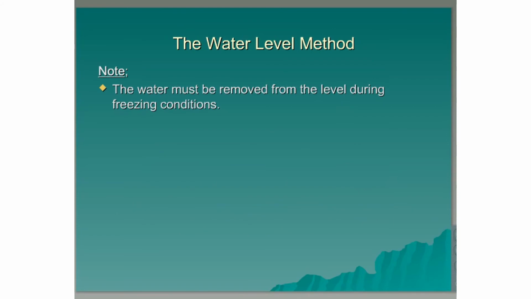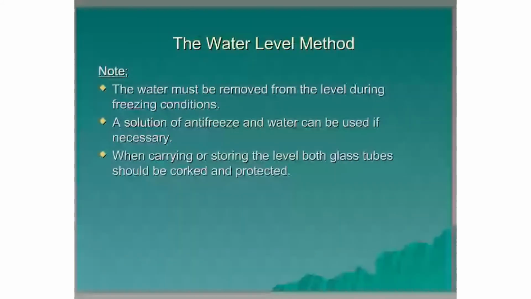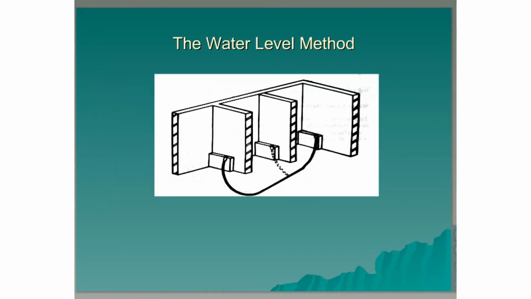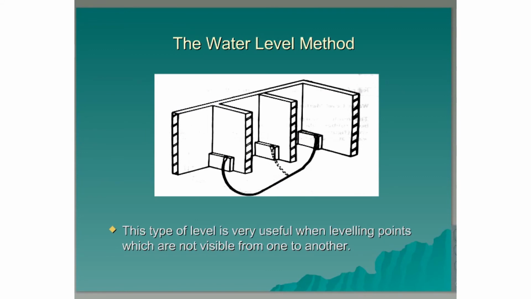Note, the water must be removed from the level during freezing conditions. A solution of antifreeze and water can be used if necessary. When carrying or storing the level, both glass tubes should be corked and protected. The hose should also be carefully gathered when storing. This type of level is very useful when levelling points which are not visible from one to another. So, for example, transferring levels around corners or from one room to another room within a house.